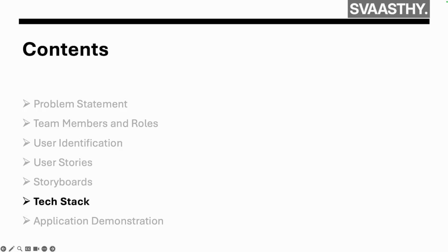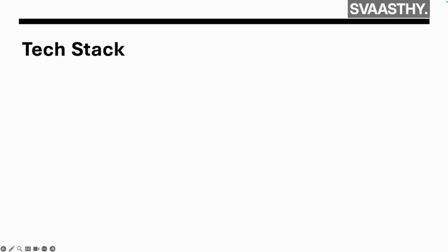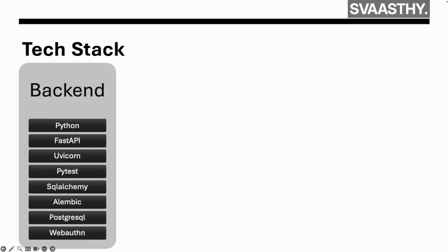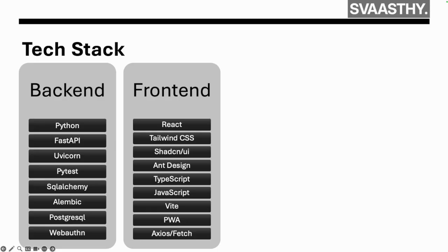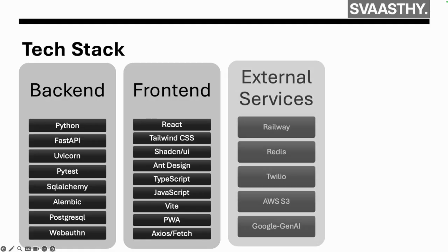So now we'll move on to looking at the tech stack that we have used in the application. For the backend, we have used technologies such as Python mainly, for the developmental work, and FastAPI for implementing the APIs, Uvicorn for running the application, PyTest for testing the backend code, and many such technologies. On the front end, most of the code is based in TypeScript and JavaScript, and we have also used Axios to fetch APIs and to interact with the backend servers.